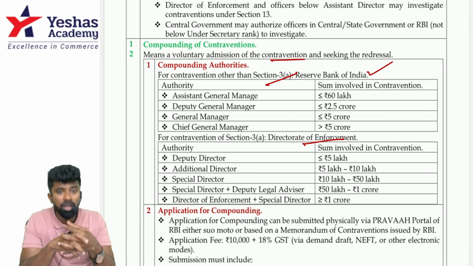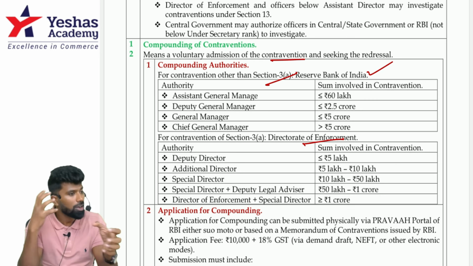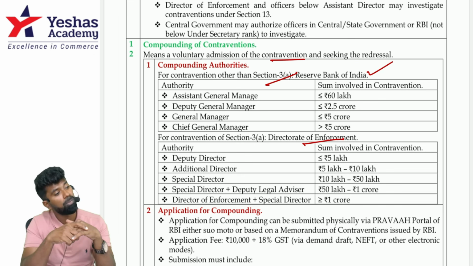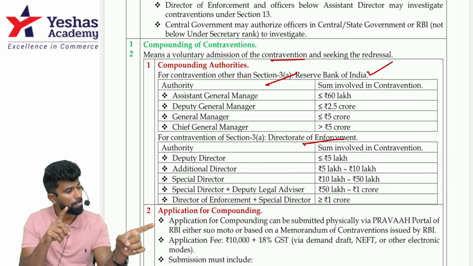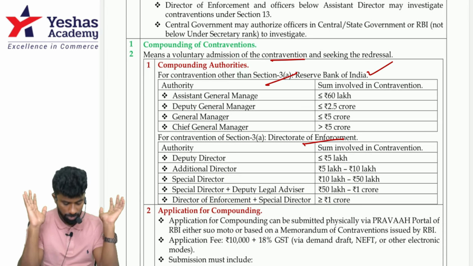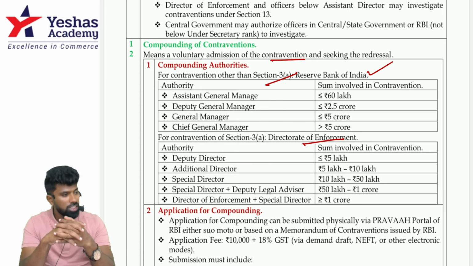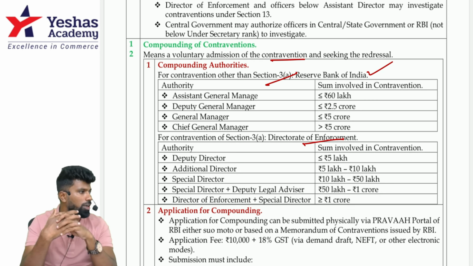Director of Enforcement. If I have the possession of foreign exchange beyond the limit, who does the compounding? RBI. Section 3A, other than section number 3A, RBI. Up to 60 lakh, assistant manager. More than 60 lakh, up to 2.5 crores, DGM. More than 5 crores, sorry, up to 5 crores, general manager. More than 5 crores, chief general manager. They are the ones who do the compounding of offenses.